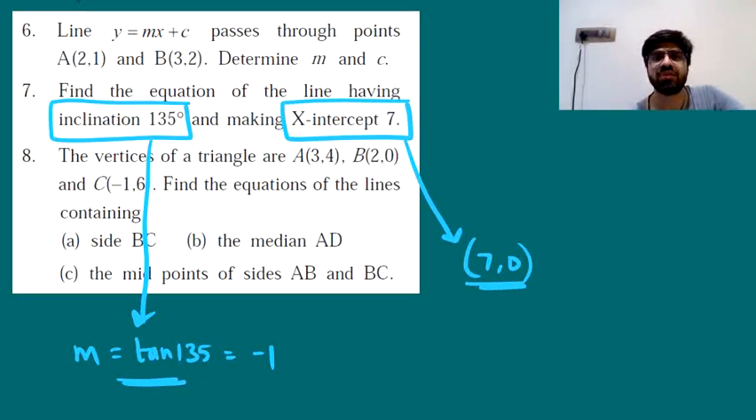We will write the equation of line in the slope point form, which says that equation of line is y minus y1, that is y minus 0, equal to m, which is minus 1, into x minus x1, which is 7.